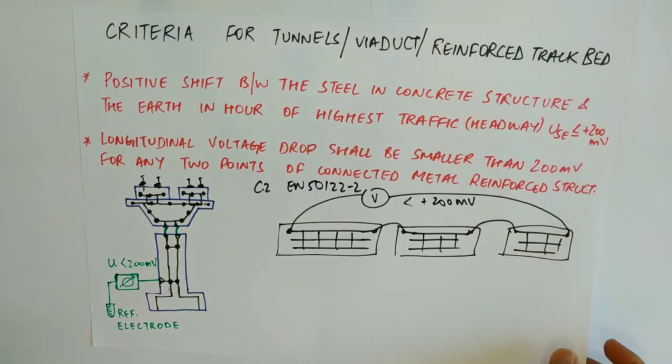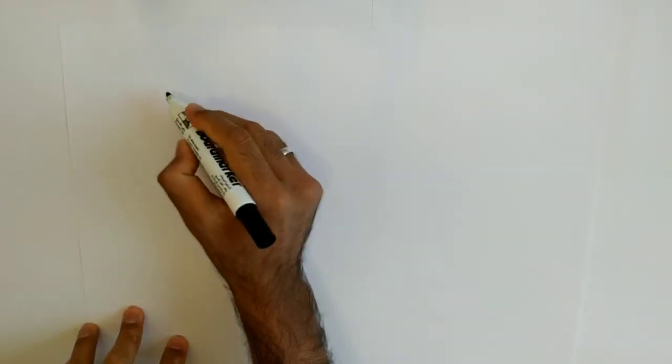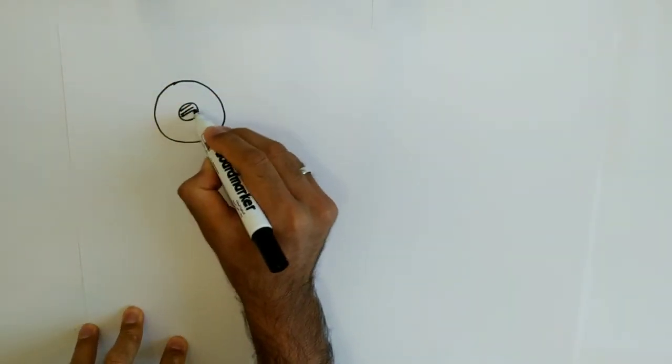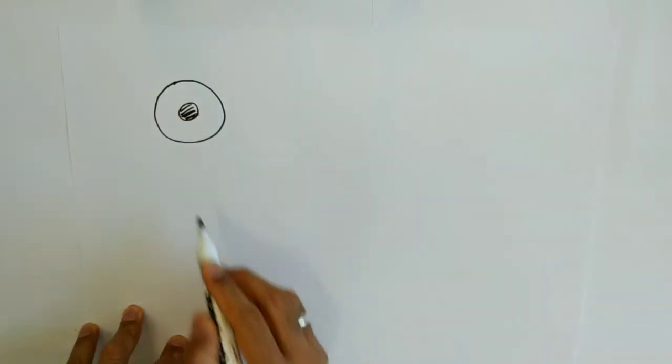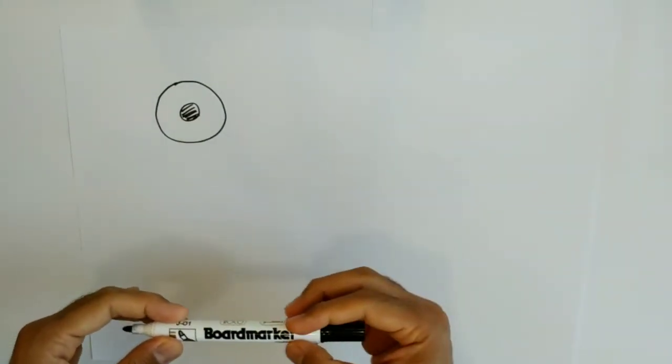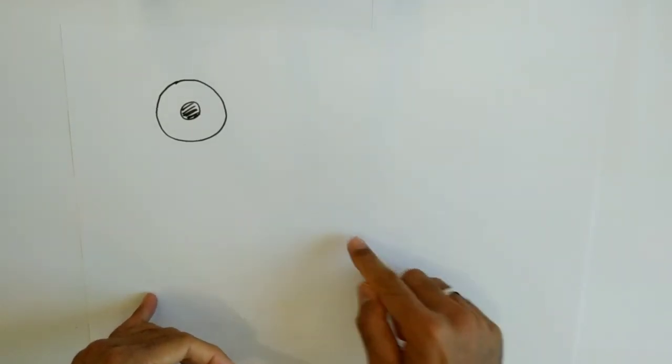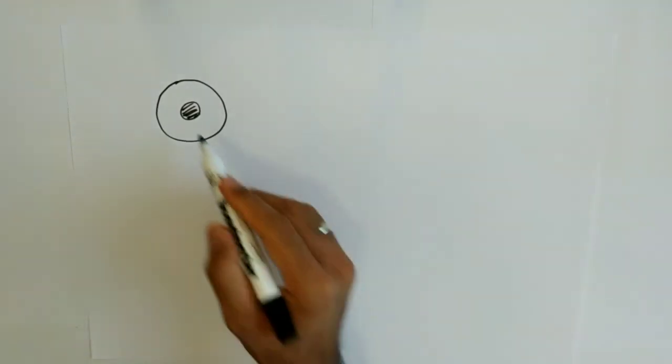Now we have to discuss the insulation resistance, and why it is inversely proportional to the length. Suppose this is your cable and this is your conductor. Now a cable has complete insulation, whereas running rails are only bare conductors which have insulation at particular intervals.